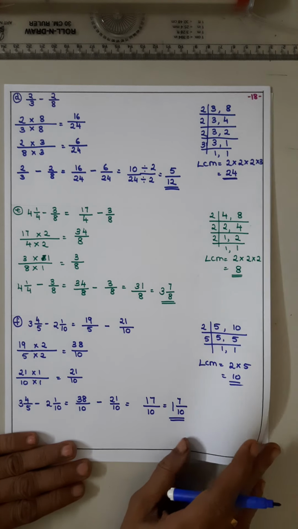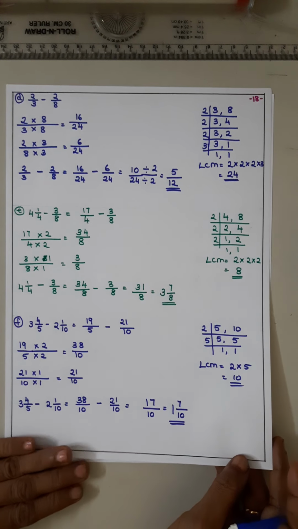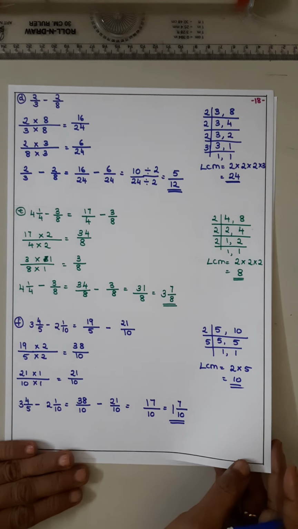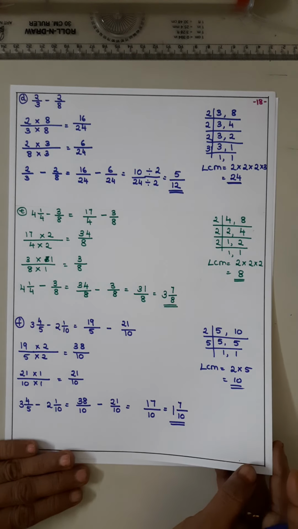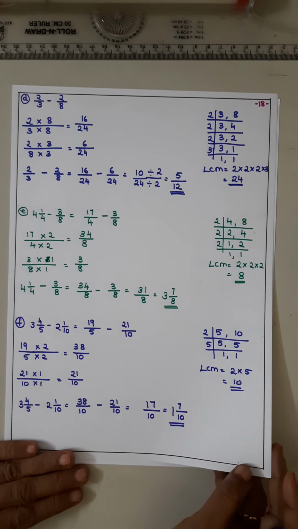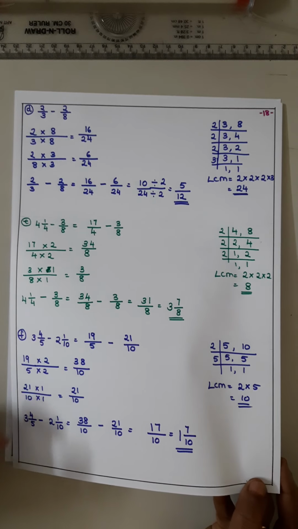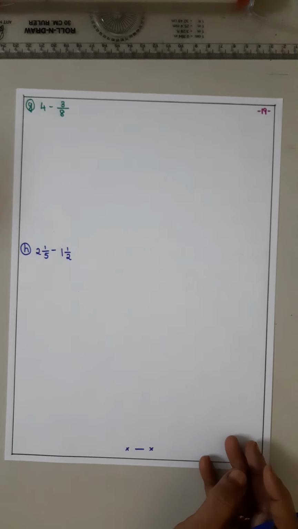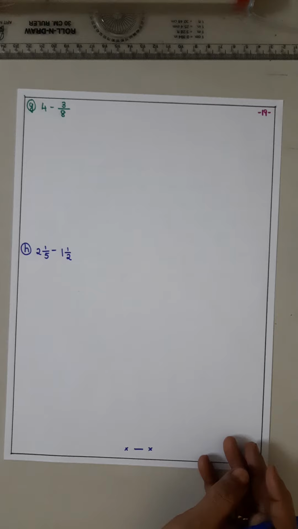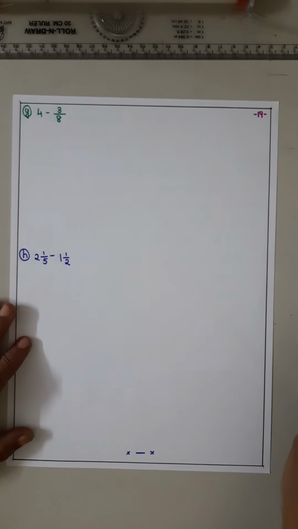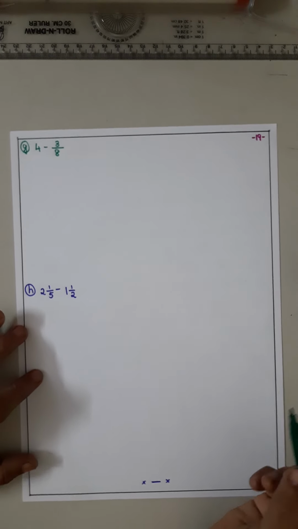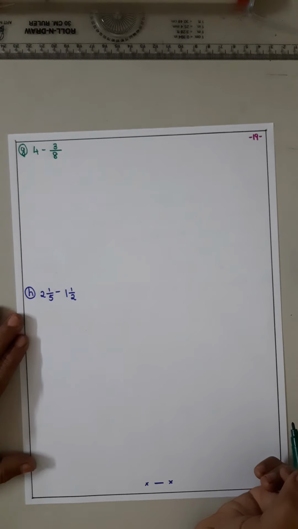Okay. So whenever there is an improper fraction, convert into mixed number. Whenever it can be converted into a lowest term, then convert into the lowest term. Clear? So that was about a subtraction. Question number F. Now coming to G. Okay. So now it is 4 minus 3 by 8.